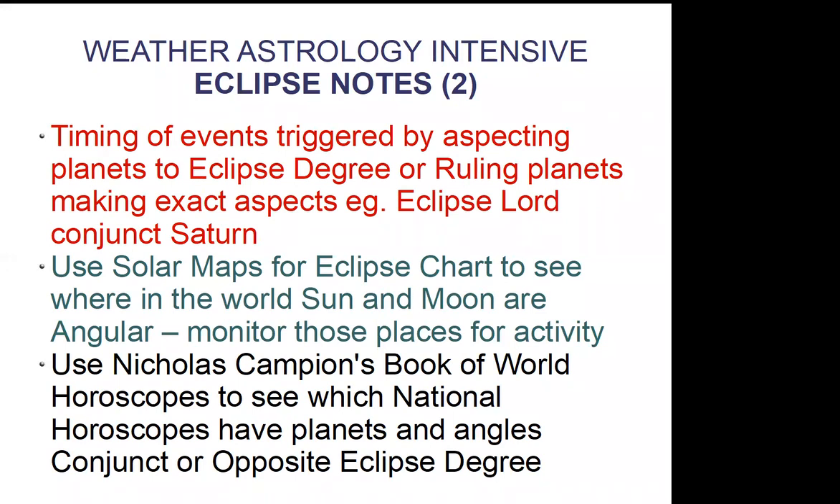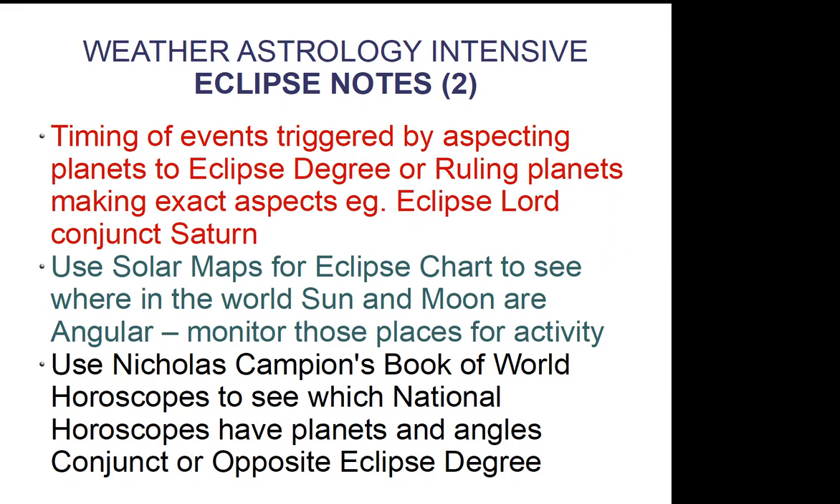You do a solar map for the eclipse chart. I just generally set that eclipse chart to London because that's kind of in the middle of the globe. I don't know, everything's in the middle of somewhere, but I just use London to see where in the world the sun and moon are angular. It actually doesn't matter in Solar Fire. You can use any eclipse chart and map it on solar maps. You'll get the same answer.